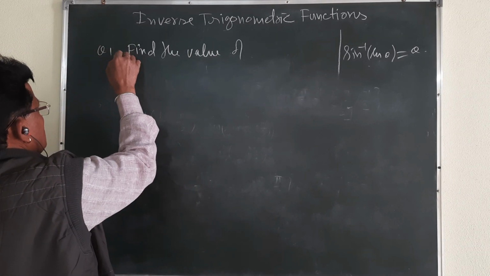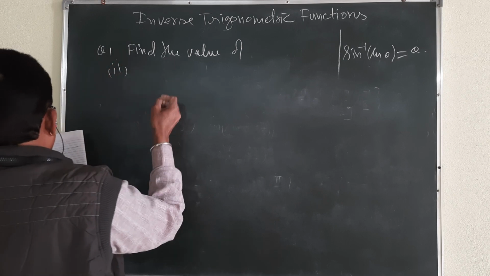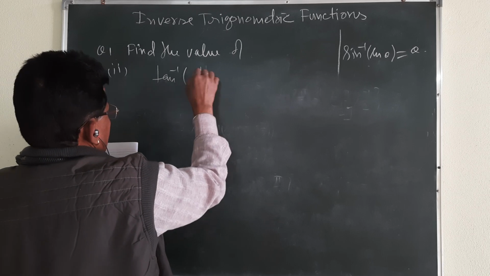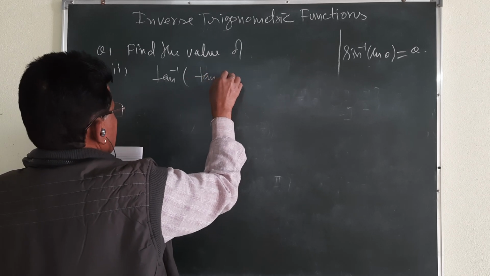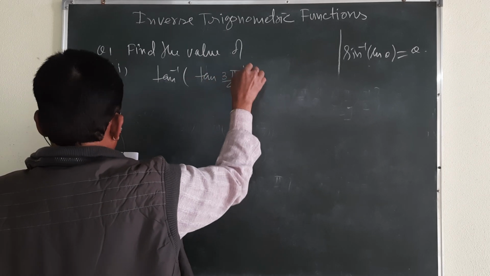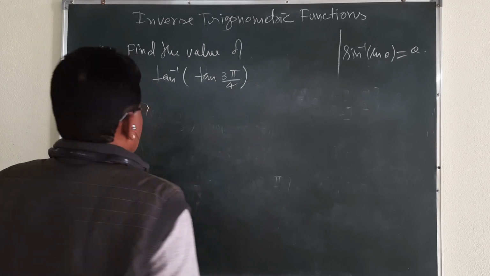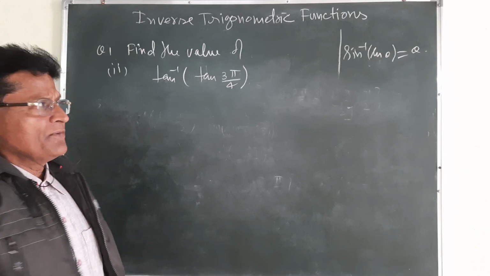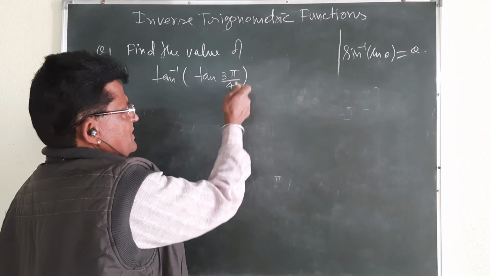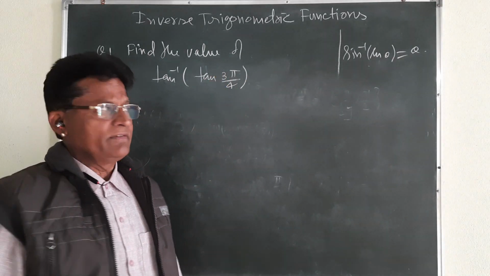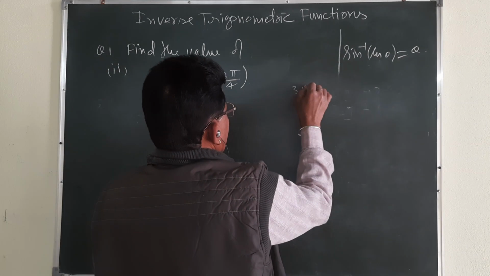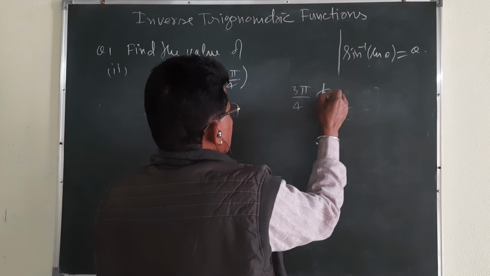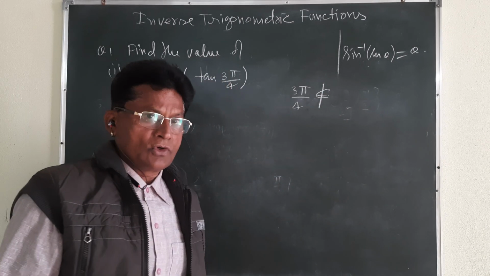Let me take the second part of it. Second part: find the value of tan inverse, I am going to take the question related with tan 3 pi by 4. Okay, 3 pi by 4, similar case. Pi by 4 means 45 degrees. 45 into 3 is 135. Because 3 pi by 4 does not belong to the principal value branch of tan.